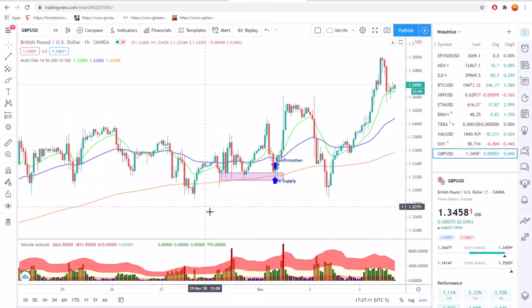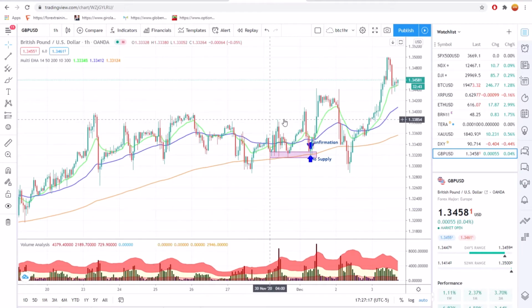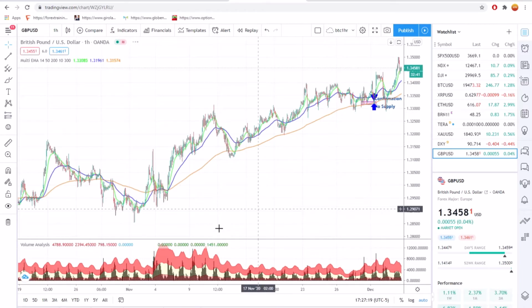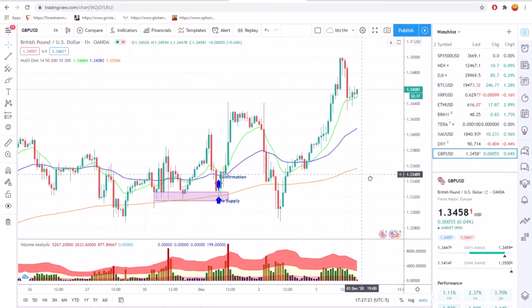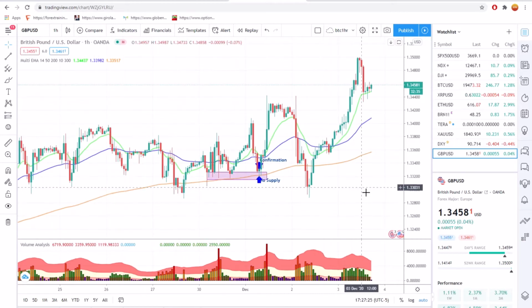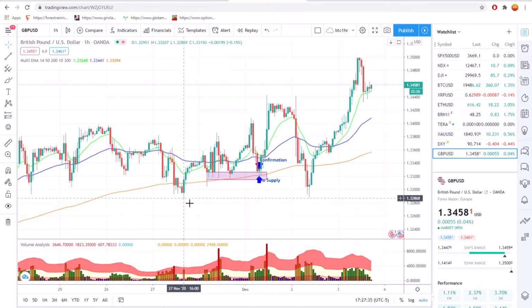On this pair right here, we had a pretty good range, but it's still an uptrend no matter what. So what I was looking for was mostly buy opportunities rather than sell opportunities, even though there were sell opportunities, but it's better to stay with the trend. But you can take a riskier trade on a short position.